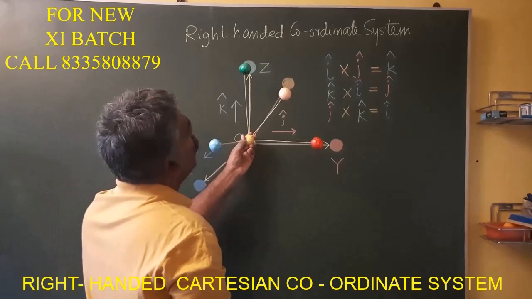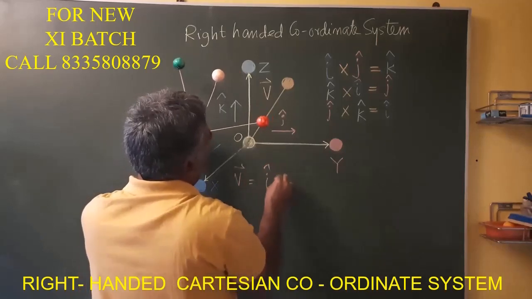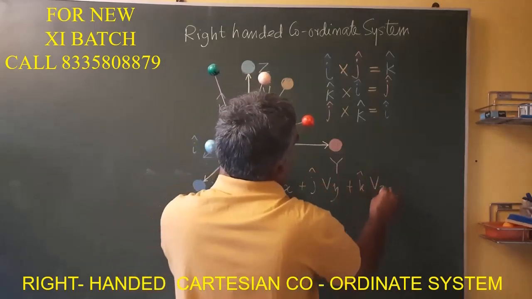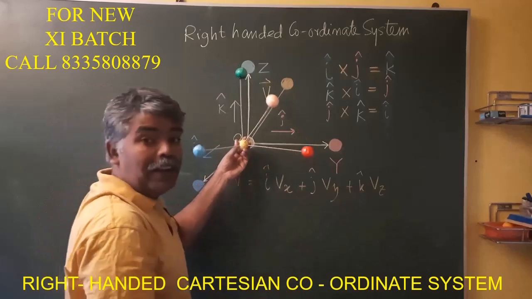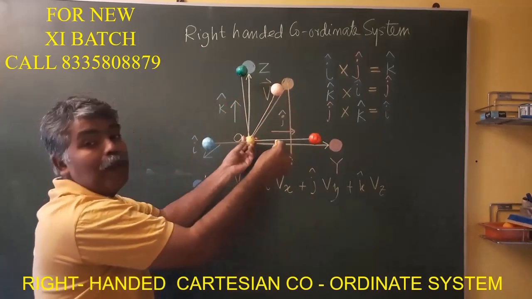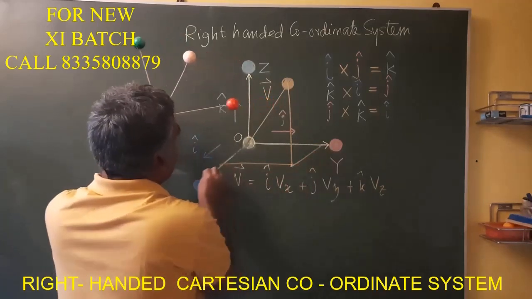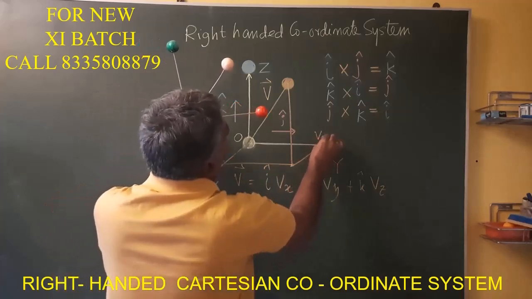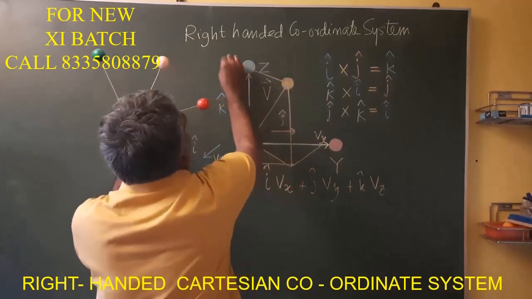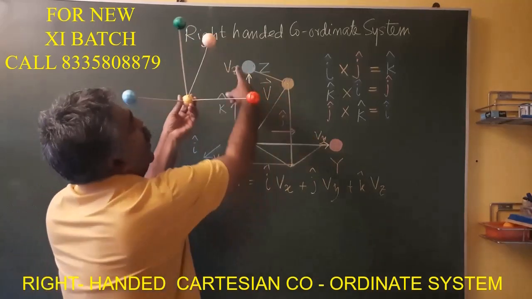Now suppose this vector is V. Then I draw i cap Vx plus j cap Vy plus k cap Vz. So what is this Vx, Vy and Vz? Very simple. You drop a perpendicular on the xy plane, like this. And from here, you drop a perpendicular here, you drop a perpendicular there. This is Vx. This is Vy. And if you drop a perpendicular straight to the z axis, this is Vz. Fine. This is Vx, this is Vy, and this is Vz.